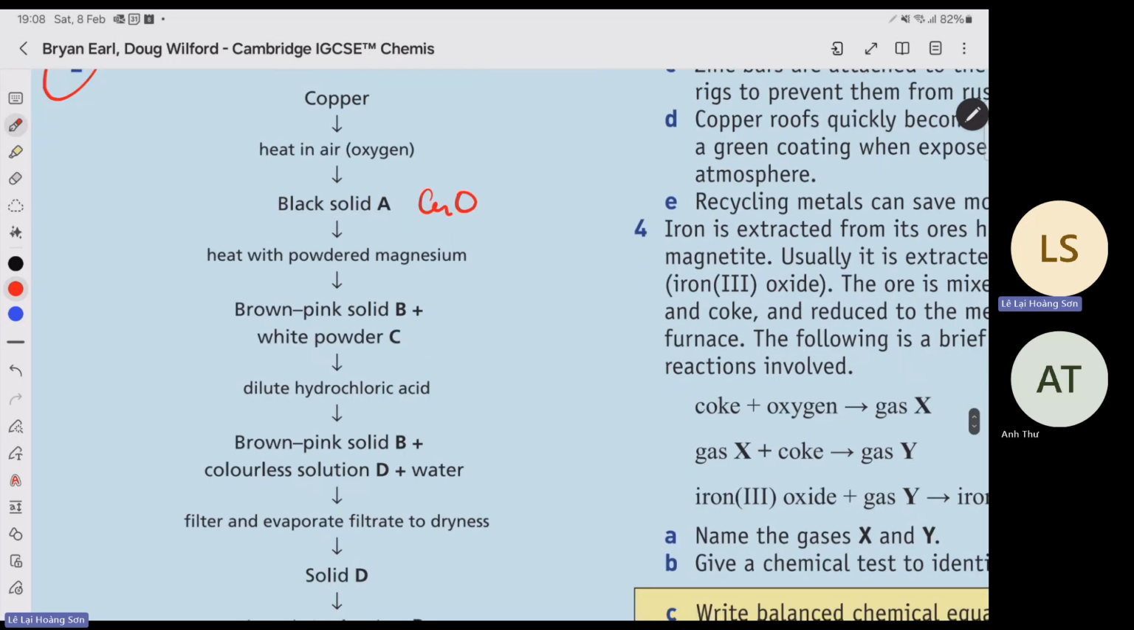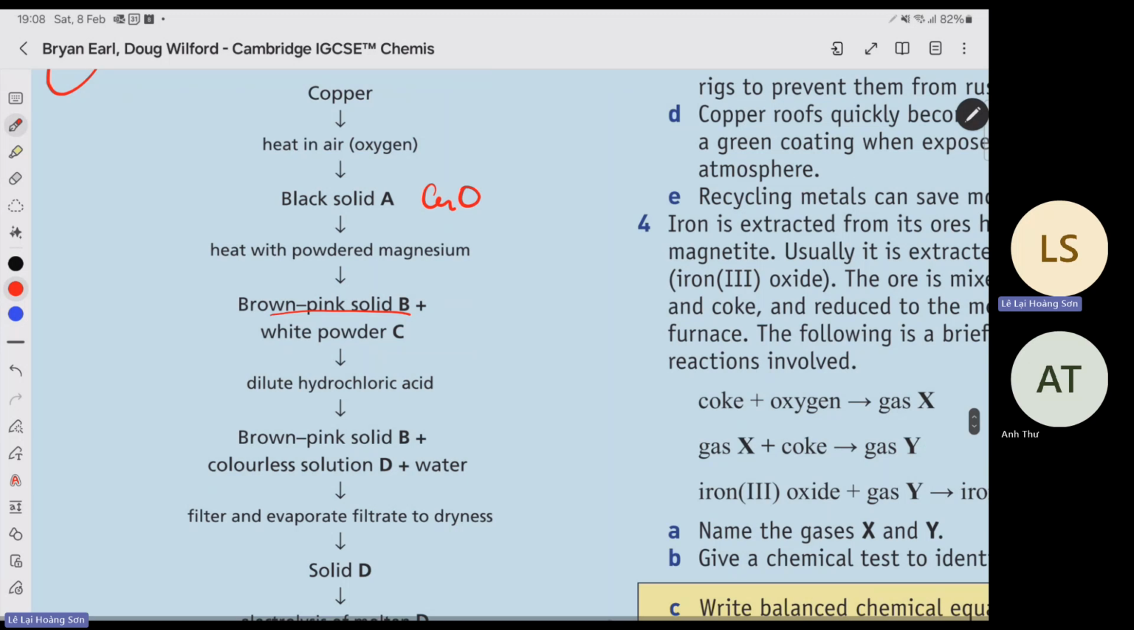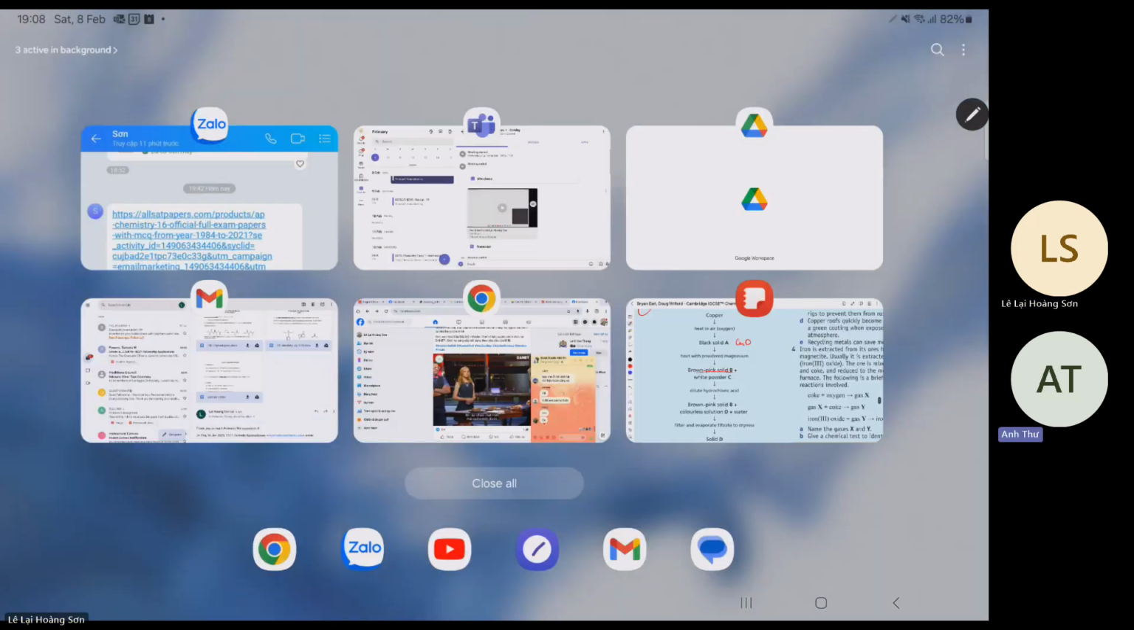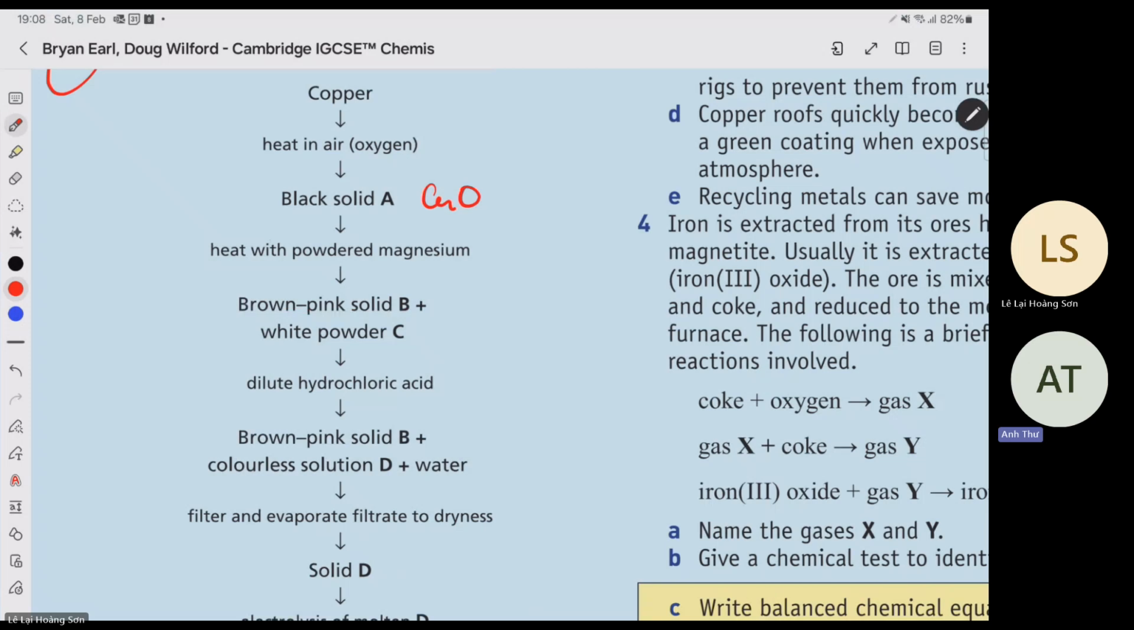Exactly like that. And when you heat copper oxide with powdered magnesium, what's the thing that you're going to get? Magnesium oxide. Which one is that, B or C? Brown-pink solid is copper, and white powder is magnesium oxide. Okay, that's good.